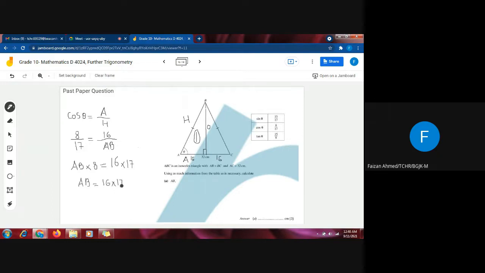And I know that there can be simplification. 8 and 16 can be further simplified, they can be reduced. So 8 times 2 is 16, and 17 when multiplied with 2 will give me 34. So the length of AB is coming out to be 34 centimeter. Since calculator is not allowed, you have to do this working on your own and you have to show it. So 34 centimeter is the length of AB.